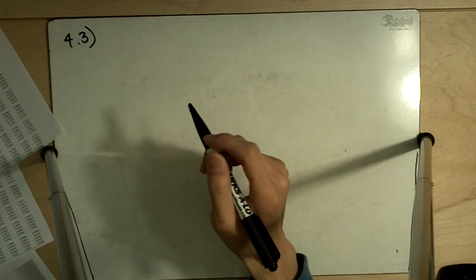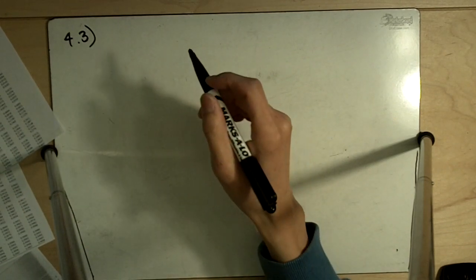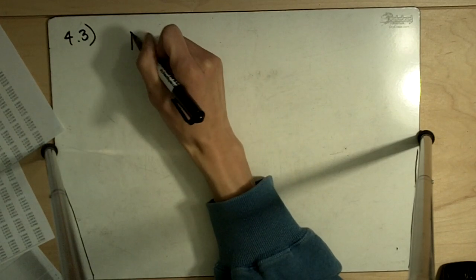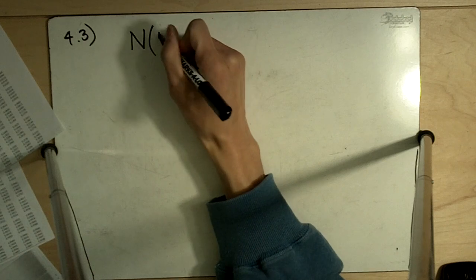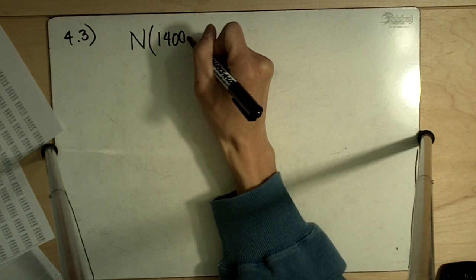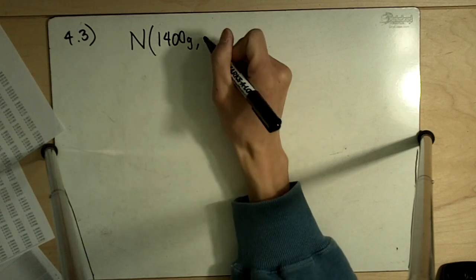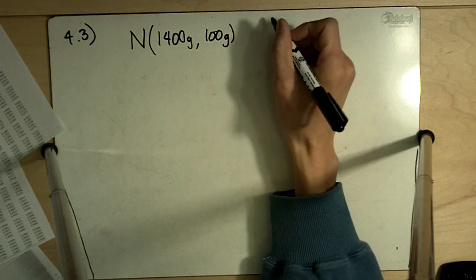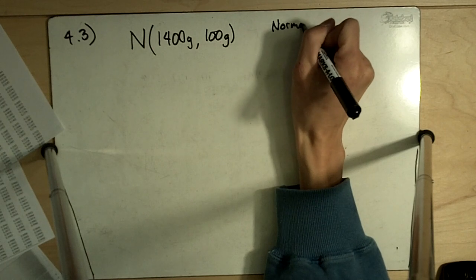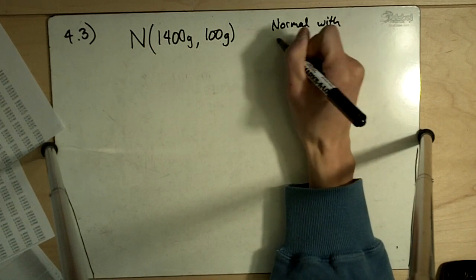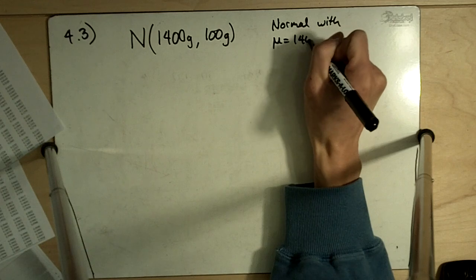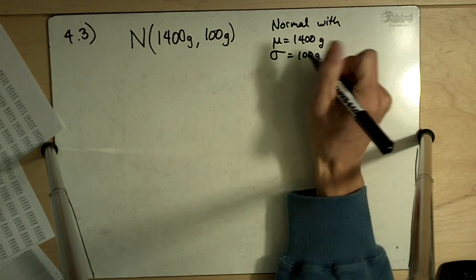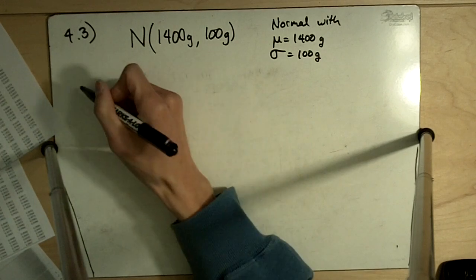Problem 4.3 says the brain weights of a certain population of adult Swedish males follow approximately a normal distribution with mean 1400 grams and standard deviation 100 grams. So remember, this is a shorthand for saying normal with mean mu equal to 1400 and standard deviation equal to 100 grams. This is just a shortcut way of writing that.